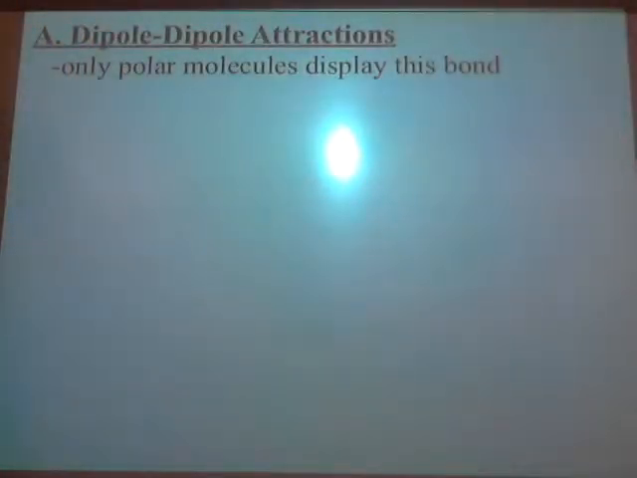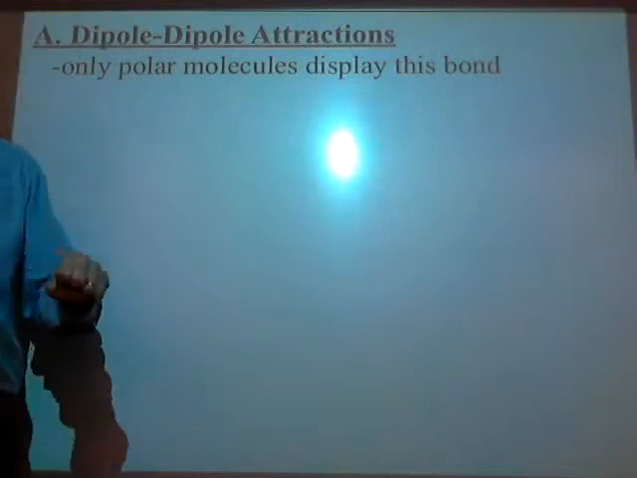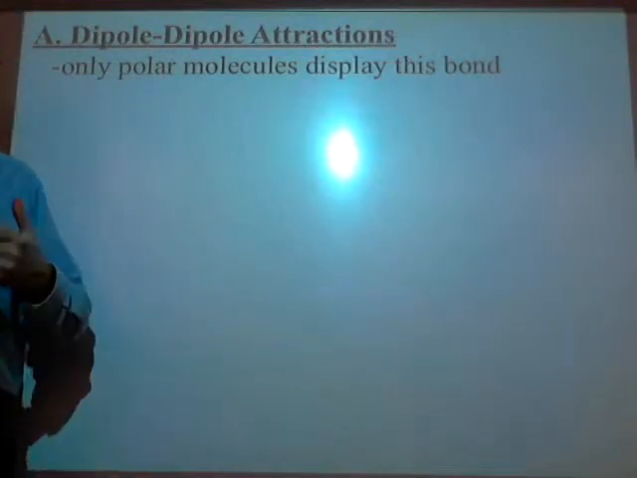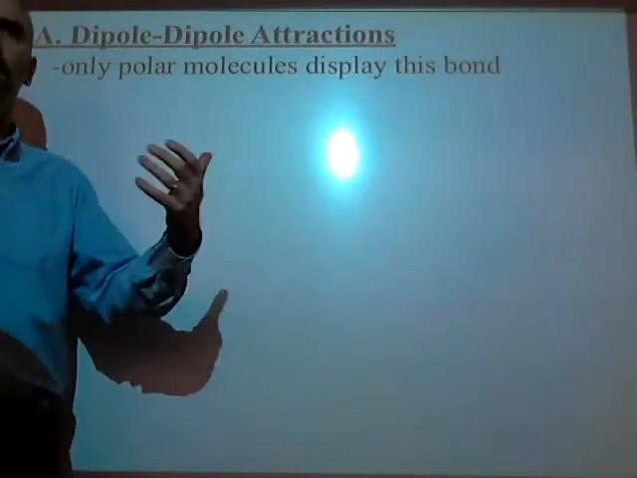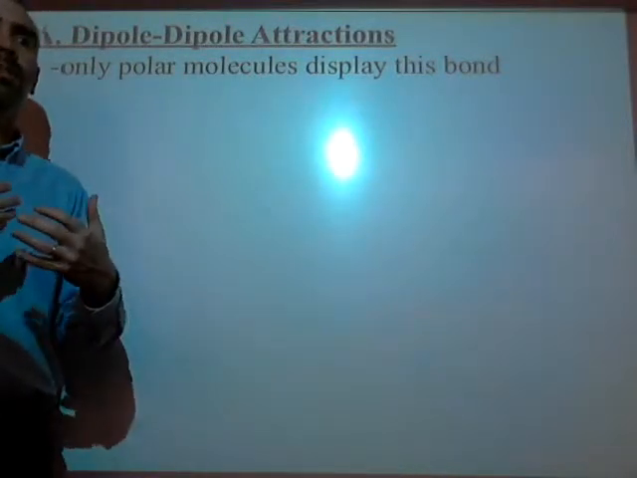Only polar molecules show this because a dipole-dipole attraction has to do with the attractive force between molecules that have some kind of difference between them. Remember my analogy of a tug of war. One guy is pulling those electrons closer to him more of the time than the other one. Because of that, one atom in a bond is going to be slightly more negative than the other.